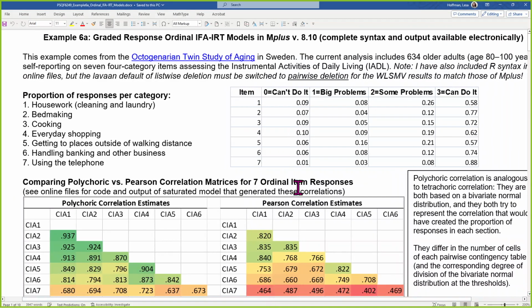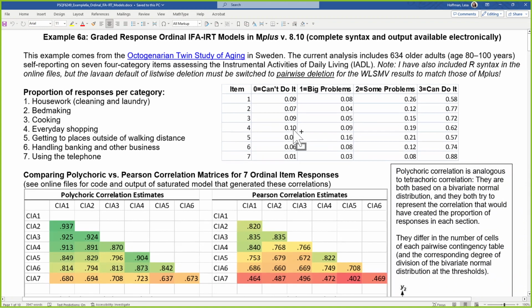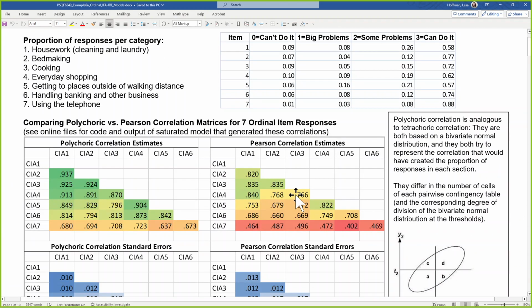So we started looking at this example. These are activities of daily living in older adults, and this is an ordinal response format that ranges across can't do it, big problems doing it, some problems doing it, or can do it. So there's still 4 choices. The highest frequencies are in the last category, so this is a relatively able sample in terms of the items that they're able to accomplish in their daily lives.